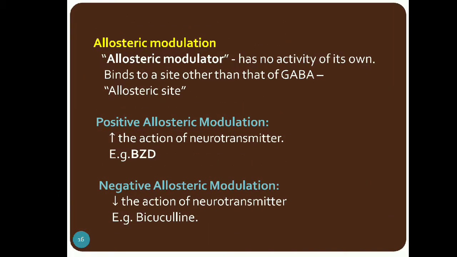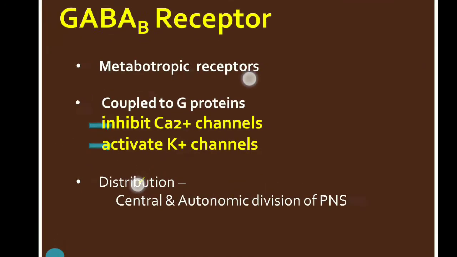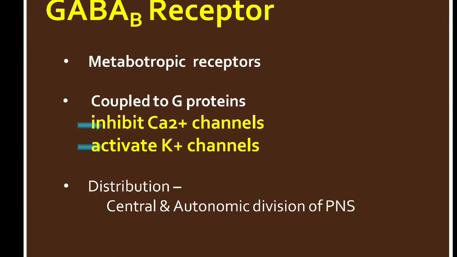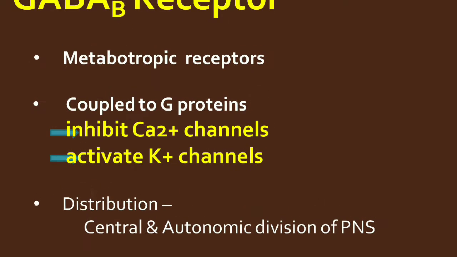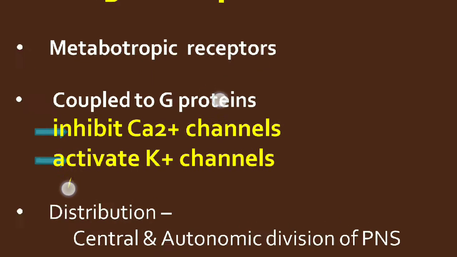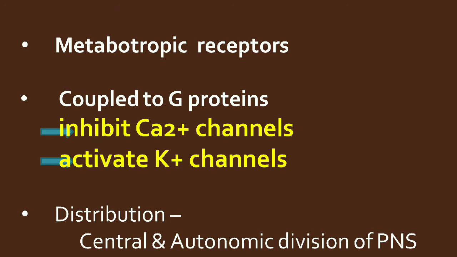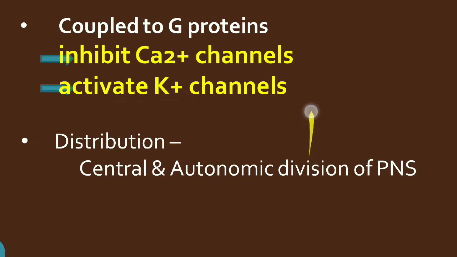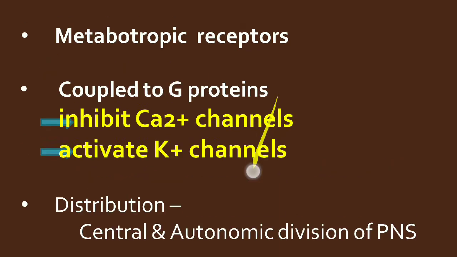And when we talk about the GABA B receptor, it is a special type of receptor, also known as a metabotropic receptor. It is also known as a G protein-coupled receptor. It inhibits the calcium channels and activates the potassium channels. When we talk about the distribution, the GABA B receptor is distributed in the central and autonomic divisions of the peripheral nervous system.